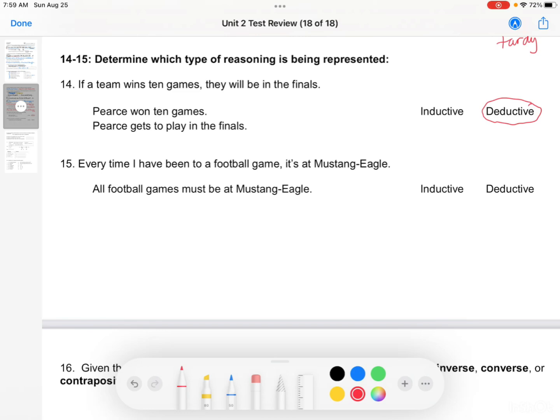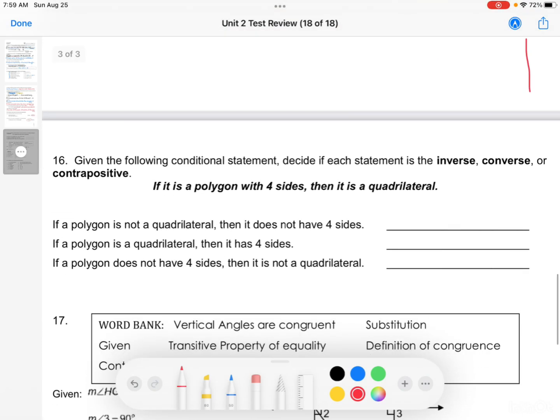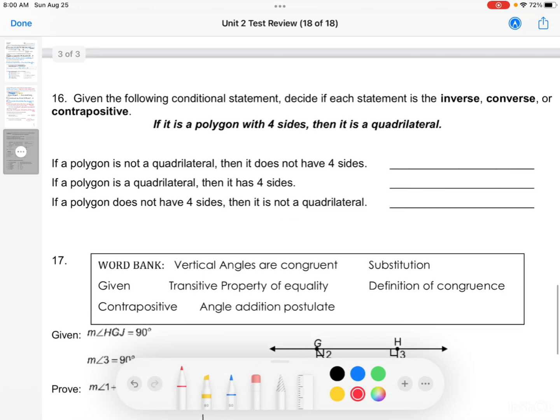Okay, so every time I have been to a football game, it's at Mustang Stadium. Okay, and that's called inductive. That's only because that's your personal experience. That's stuff based off of your observations. And so basically you're saying that because you've been to every football game, it's always been at Mustang Stadium, so all football games are at Mustang Stadium. So that statement is not necessarily true because that's just your experience. So inductive reasoning is based off of what you observe.